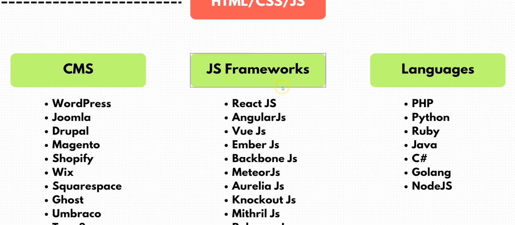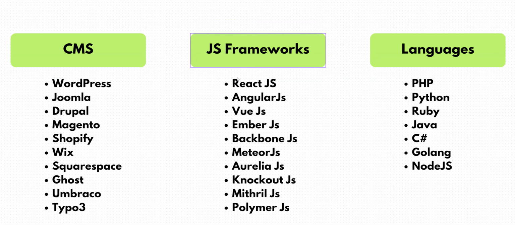Next are your frameworks. These are JavaScript frameworks that you can use to showcase your data, and in basics they are called UI frameworks or front-end frameworks, where you can display the data that has been processed using the backend languages. The backend languages are PHP, Python, Ruby, Java, C#, Golang or Node.js. You can use a mix and match of these two.